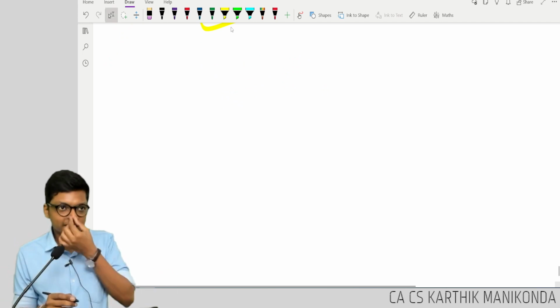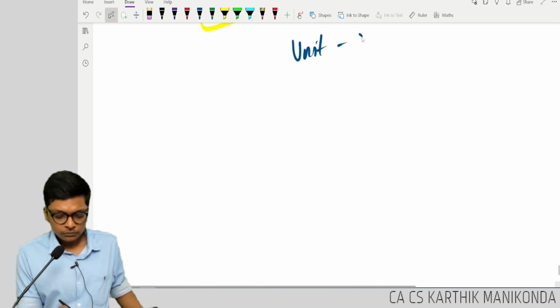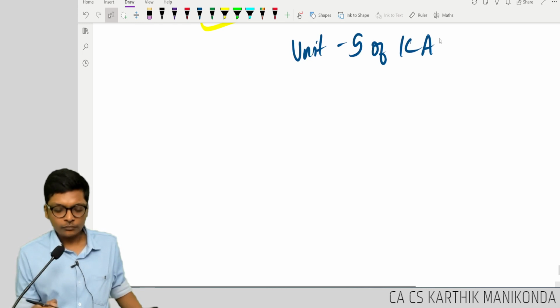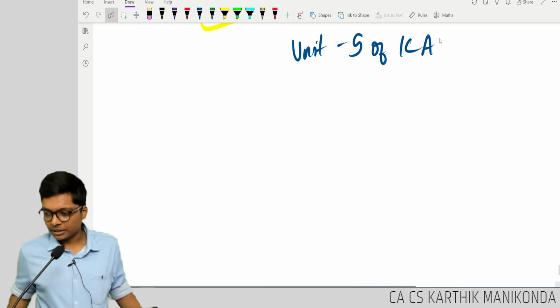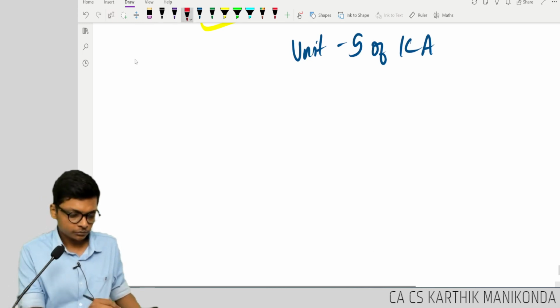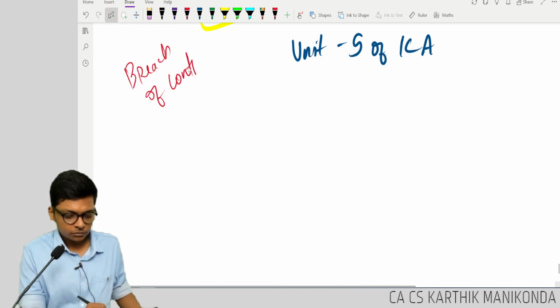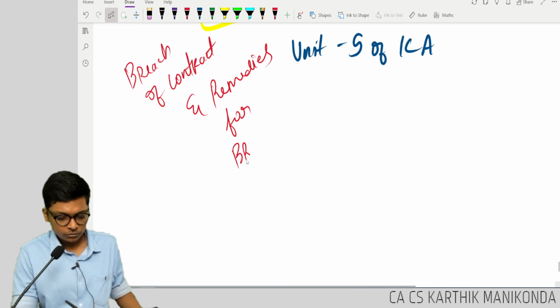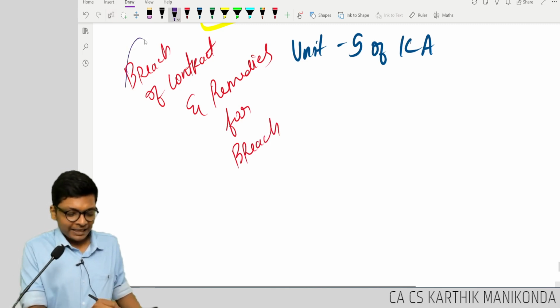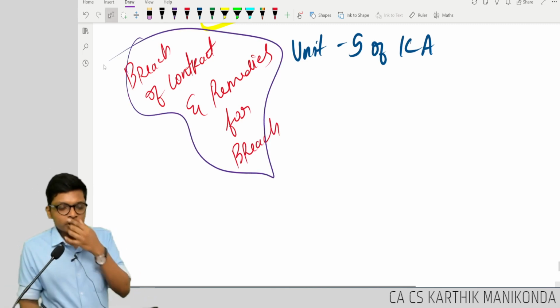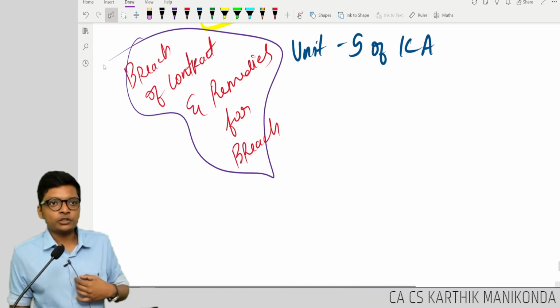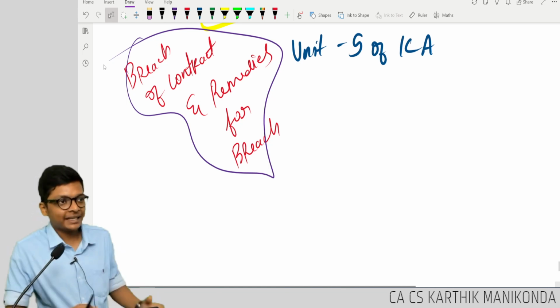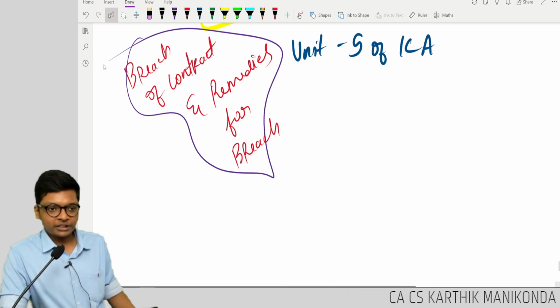Let's go and reverse to Unit 5 of Indian Contract Act, which talks about breach of contract and remedies for breach. Like I said in the previous session, Unit 5 or Unit 6, one of these two will definitely come in the exam. It's a guaranteed question for us.